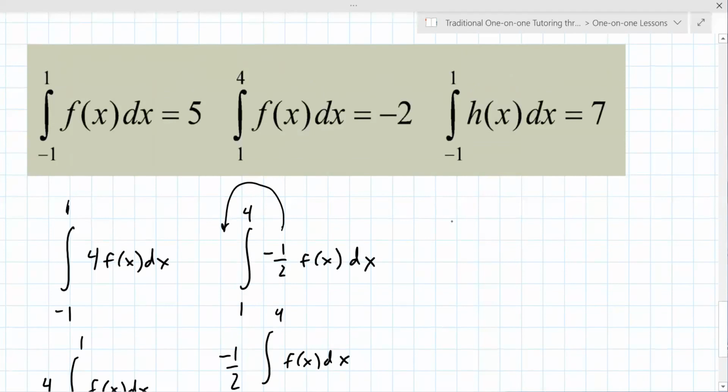Okay, so I can go integral -1 to 1. I can go 100 h of x dx. 700. 700. Okay. So you need to rewrite it. Right. So you're like, oh, I got it.